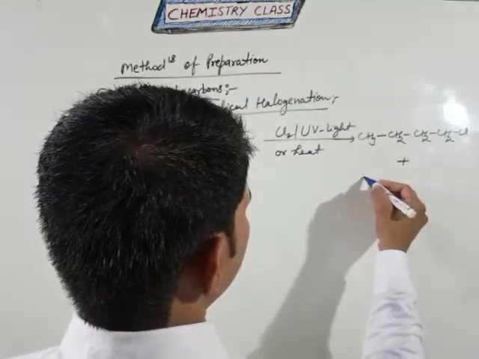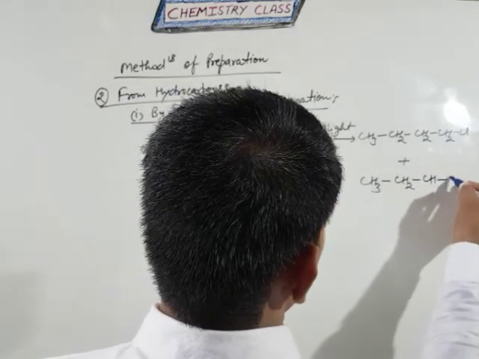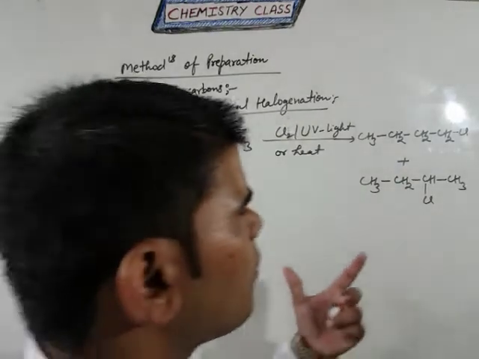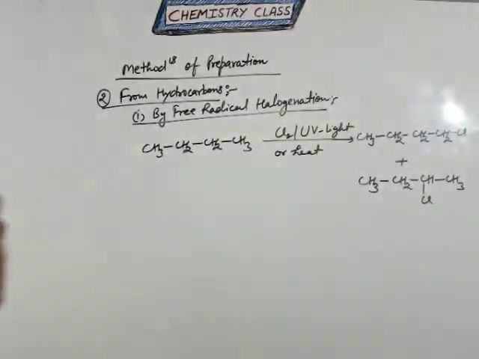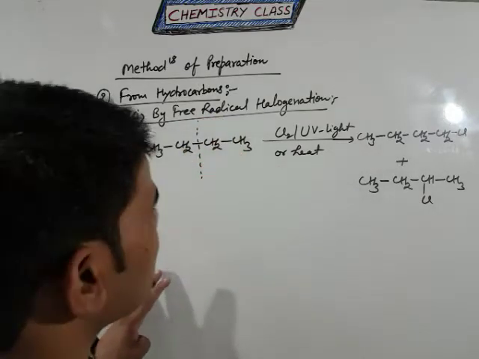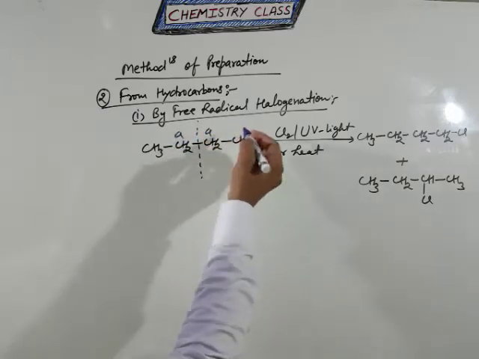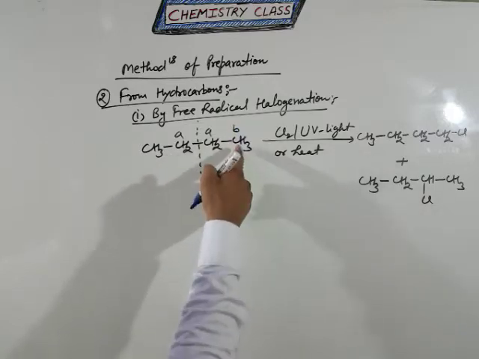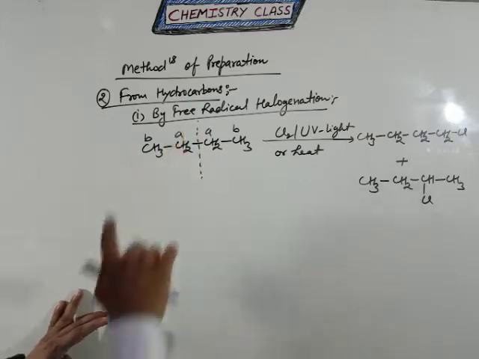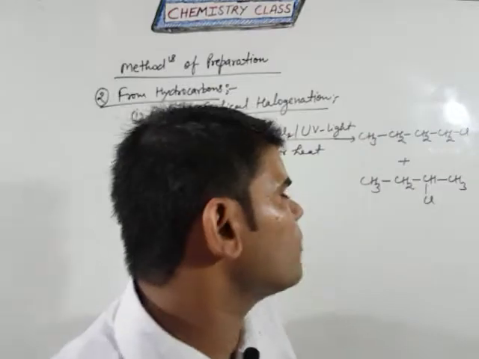and another possibility is CH3-CH2-CH(Cl)-CH3. So how to decide the probability of the product? So students, first cut the reactant like that. If you take this carbon as A, this is also similar, A. If you take the B of this carbon atom, this is also B. Clear? So that means AB, that means A and B type of formation is there.